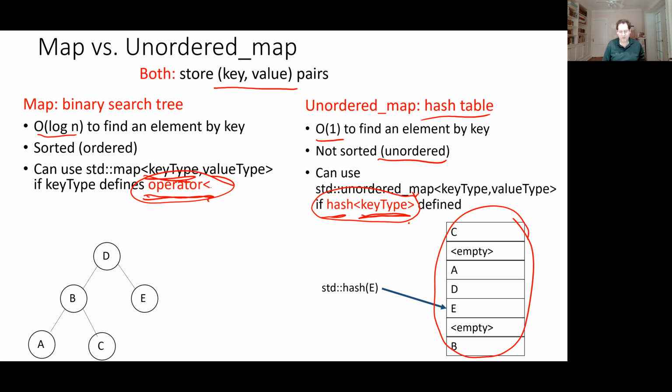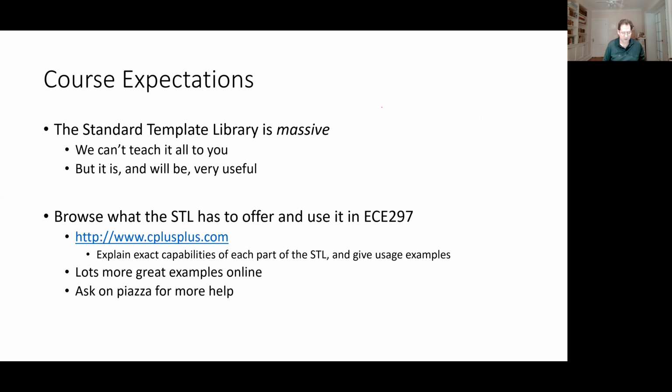Can you have more than one value? There's both unordered map and unordered multi-map. So it's exactly the same as map. If you want repeated values, you can use an unordered multi-map if you want a hash table with repeated values.